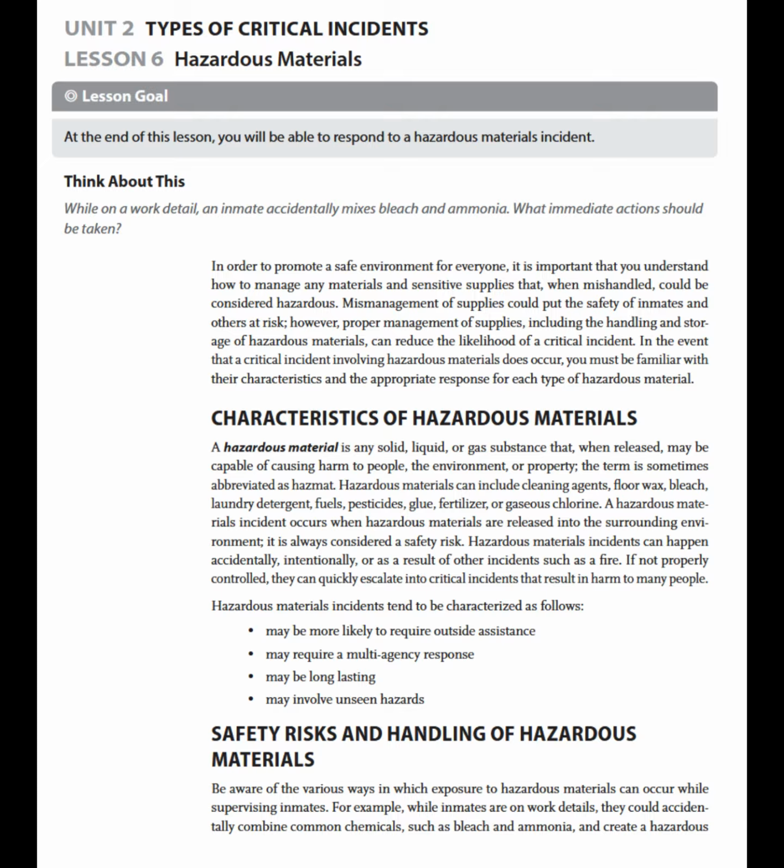Characteristics of hazardous materials. A hazardous material is any solid, liquid, or gas substance that, when released, may be capable of causing harm to people, the environment, or property. The term is sometimes abbreviated as hazmat.